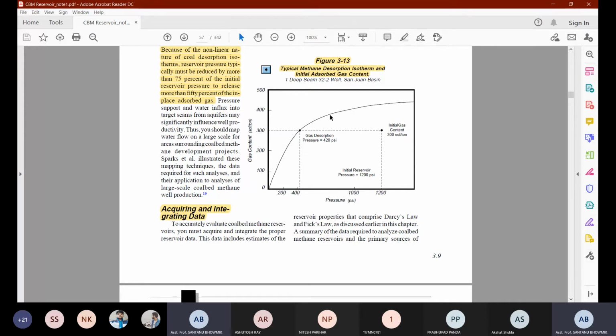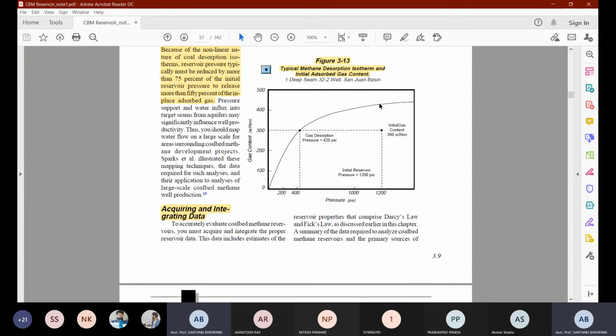then only can you understand that your reservoir is totally saturated with the gas. I repeat again: if by reducing the pressure by taking out the water, you get some gas quantity in your production well, then only can you say that your reservoir was totally saturated with the gas. If not, if you are not going to get any gas, then obviously the initial gas content is lying much below what is supposed to be given by the desorption isotherm graph.